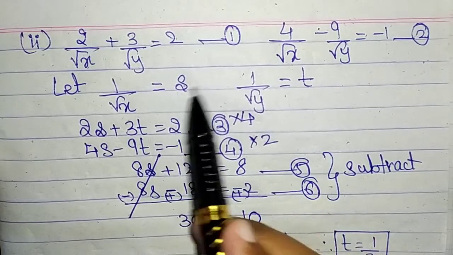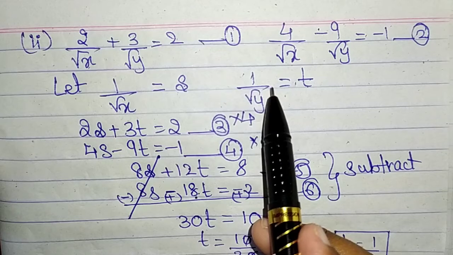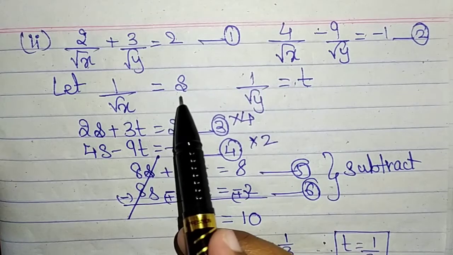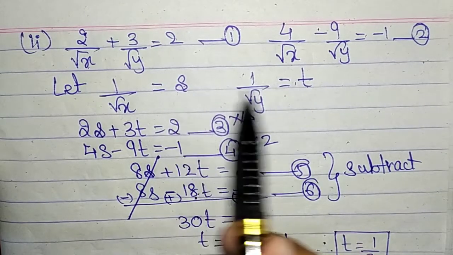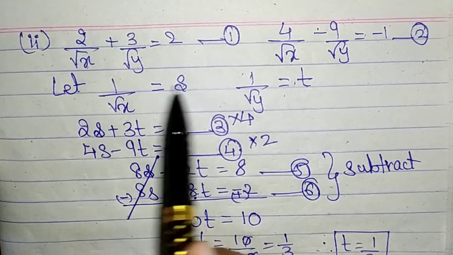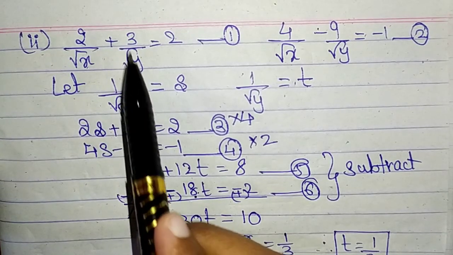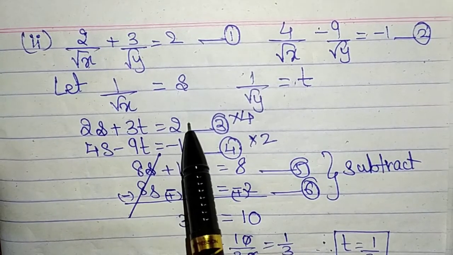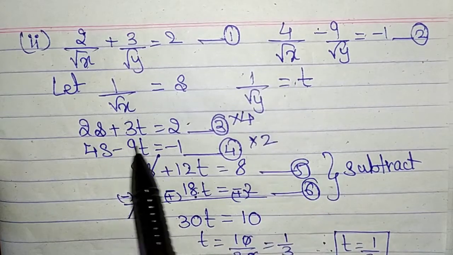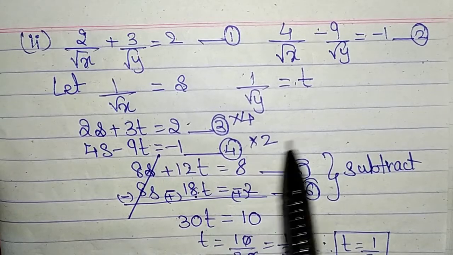The letters you choose here are up to you. You can choose A, B, C, D, E, F, G, H, anything, K, L, M, N, anything. It's up to you. Here I am choosing S and T. So rewriting the equations, since 1 by root x is s, we'll get 2s, and since 1 by root y is t, we'll get 3t is equal to 2. And similarly, 4s minus 9t is equal to minus 1 is the fourth equation.